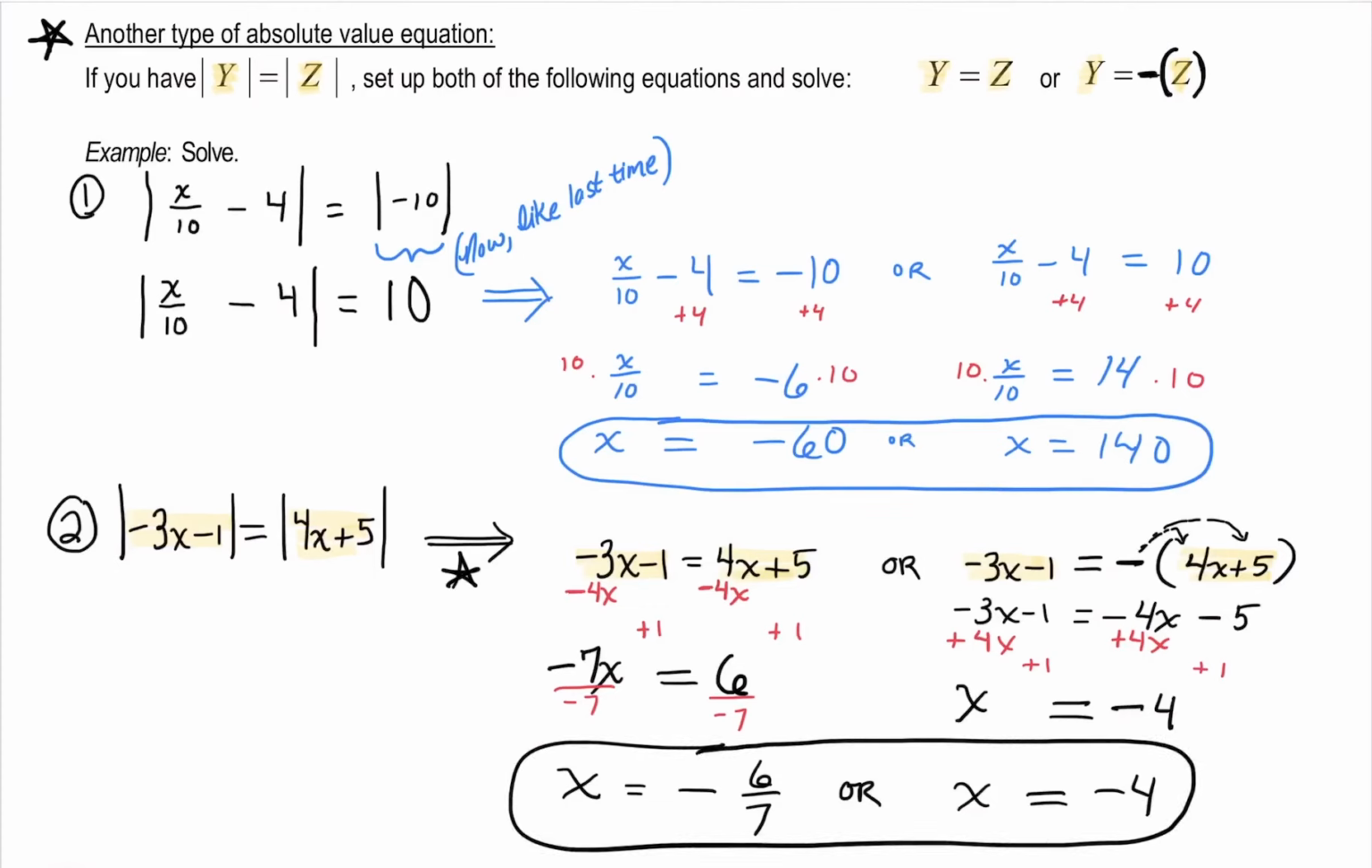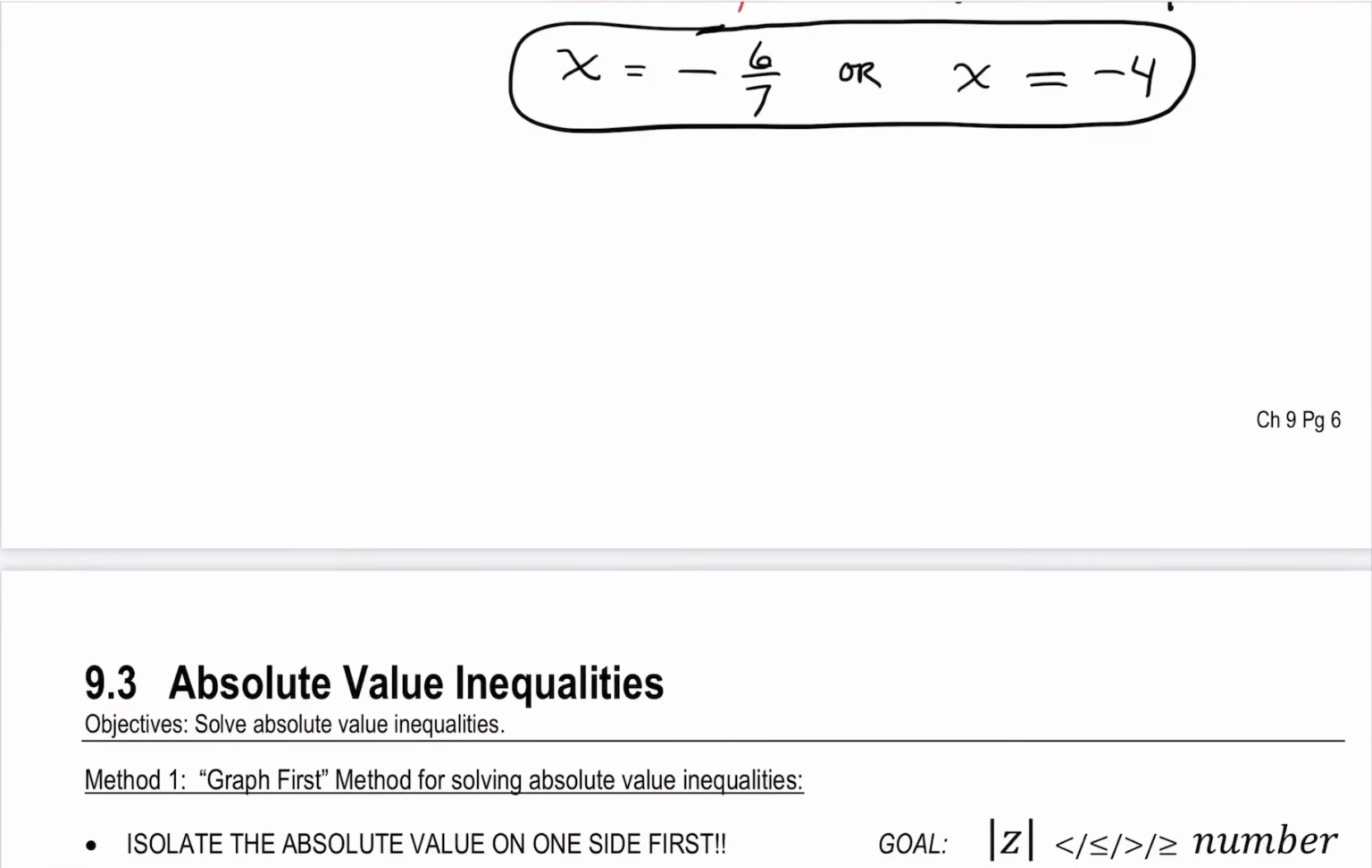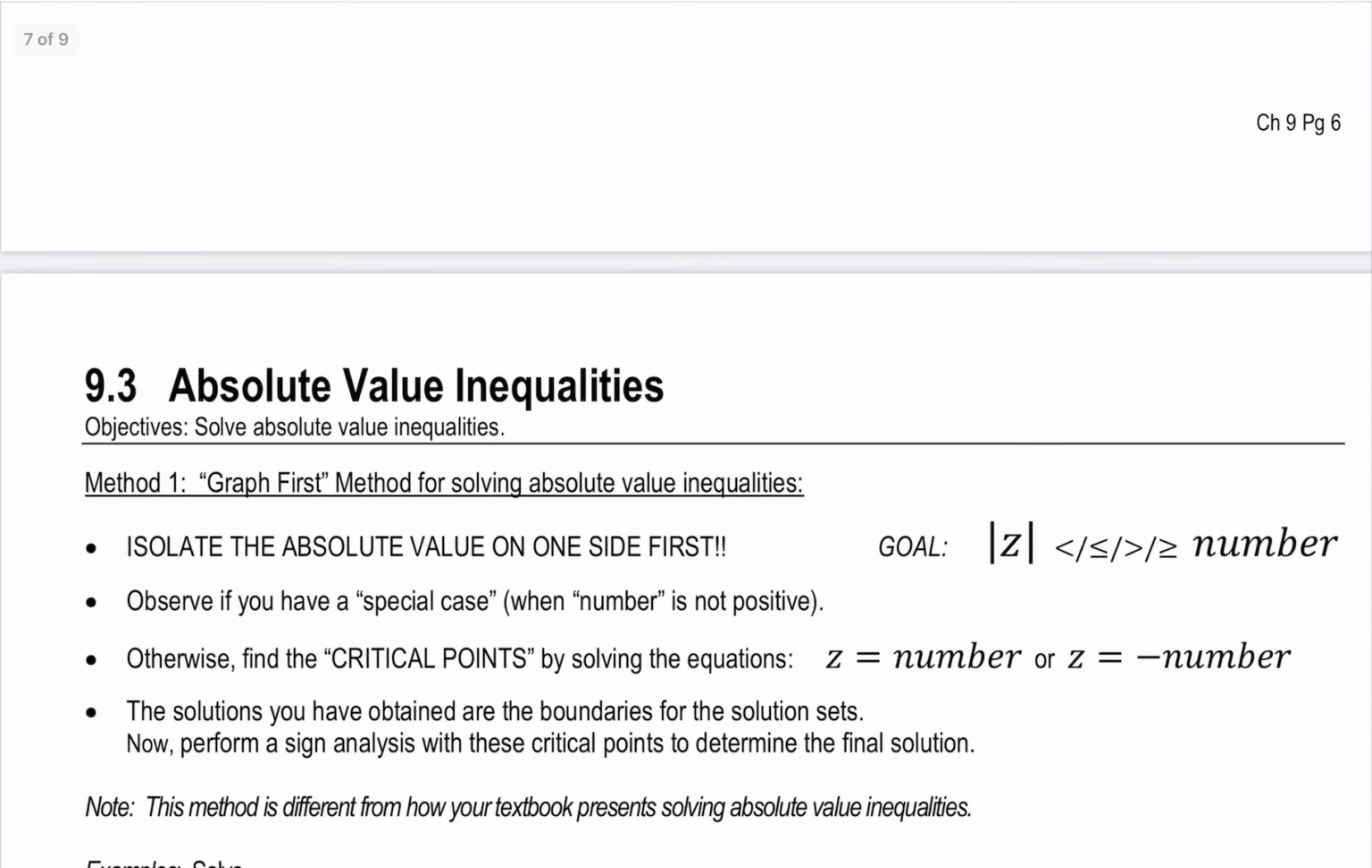All right, so that's the last little piece of solving absolute value equations. When we come back next time in section 9.3, we are going to look at solving absolute value inequalities.